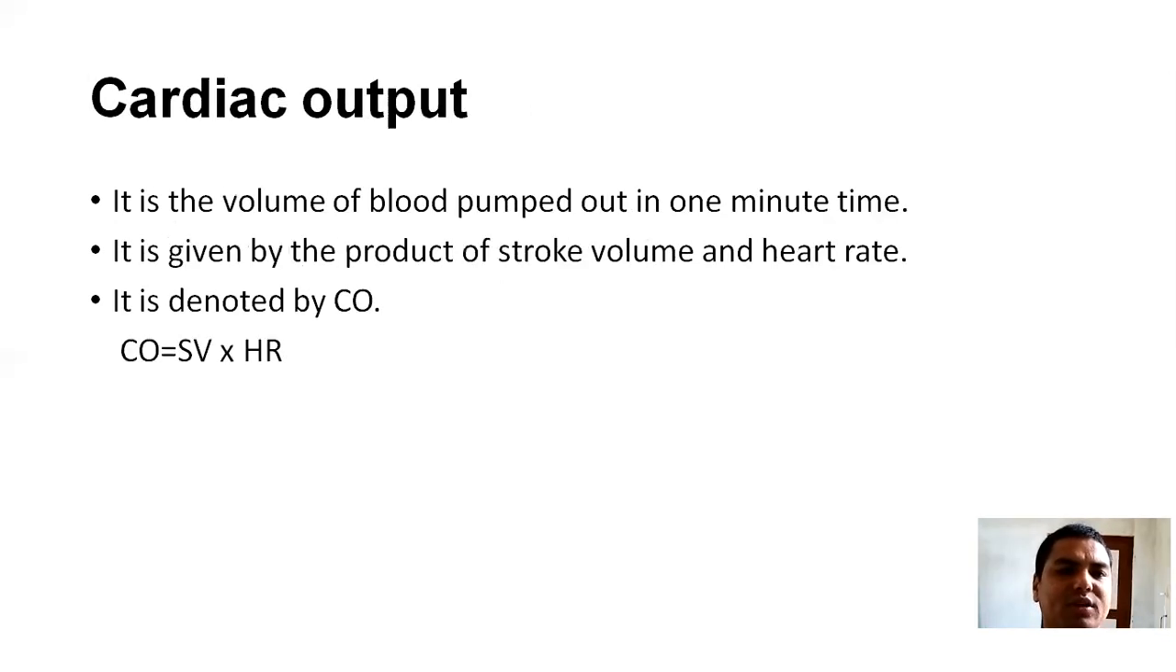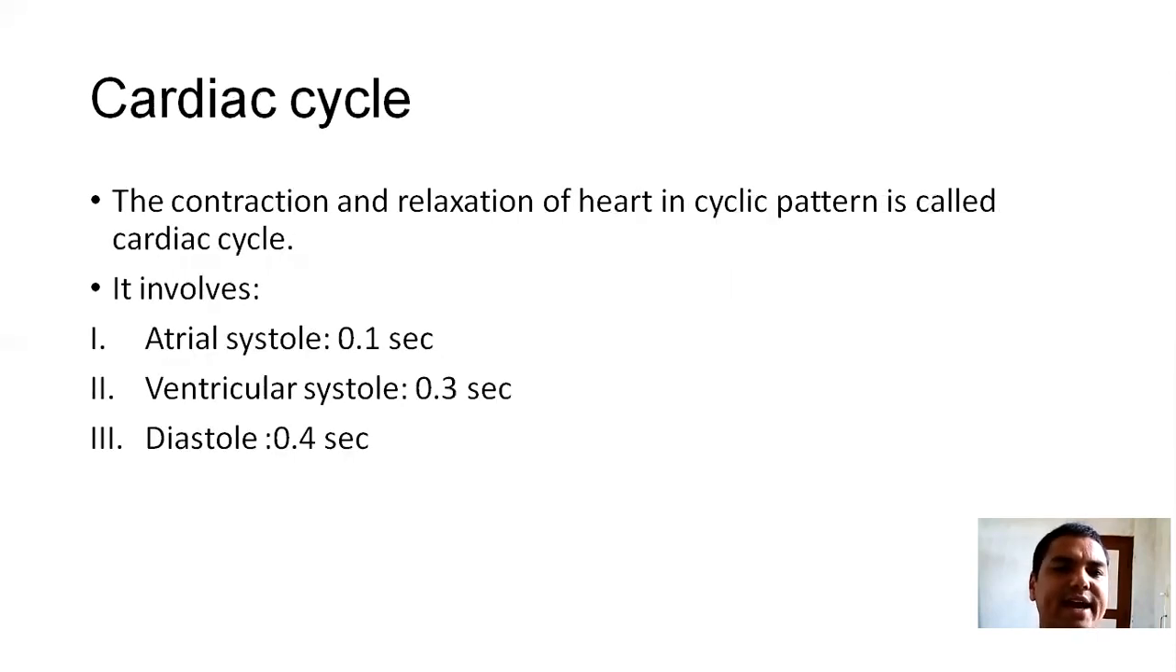Cardiac output. Cardiac output is the volume of blood pumped out in 1 minute. It is given by the product of the stroke volume and heart rate. It is denoted by CO. Mathematically, it can be calculated as CO equals SV into HR. Cardiac cycle. The contraction and relaxation of the heart in a cyclic pattern is called the cardiac cycle. It involves atrial systole for 0.1 second, ventricular systole for 0.3 second, and diastole for 0.4 second.